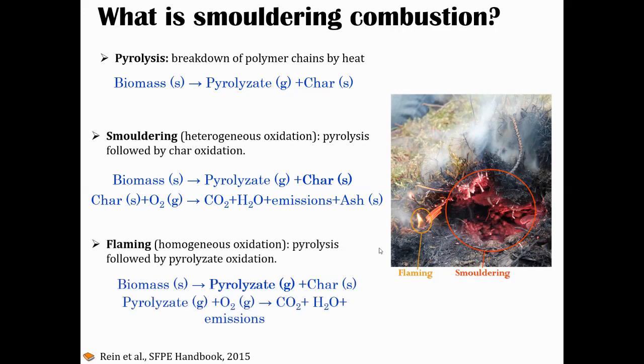Whereas in flaming, what is oxidized is the product of pyrolysis that is in the gas phase, the pyrolysate. So the pyrolysate in the gas phase finds oxygen in the gas phase. That's homogeneous chemistry. Both of them are in the same phase, and they react to give CO2, water, and emissions and pollutants, etc. So we see that both smouldering and flaming of a solid fuel are born out of the same step, pyrolysis, and both of them involve an oxidation. But in smouldering it is the char that oxidizes, and in flaming it is the pyrolysate that oxidizes.